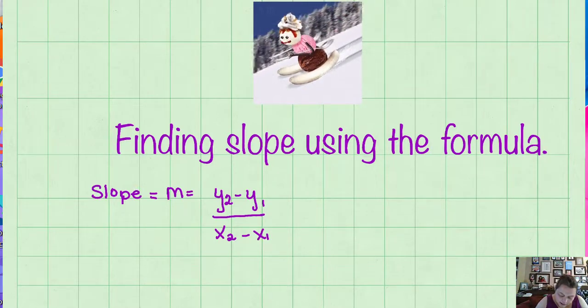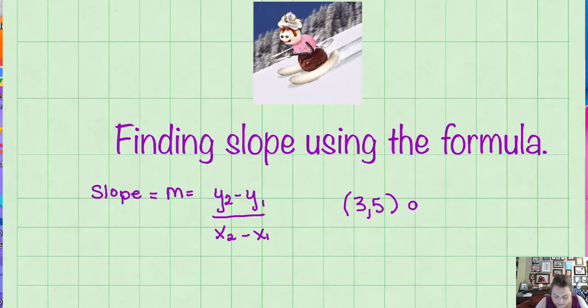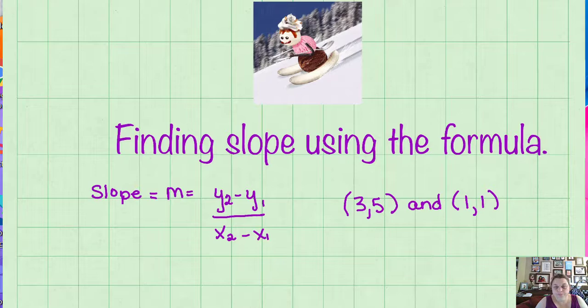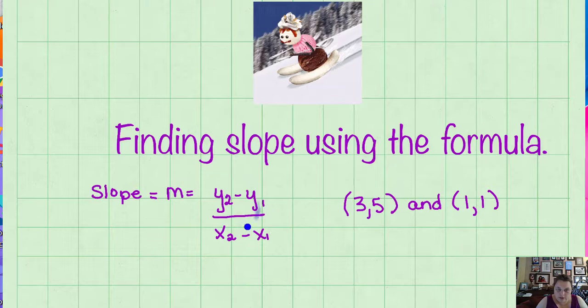So let's take a line that passes through the points (3, 5) and (1, 1). Okay, so there are two things that you could do. One, you could plot these 2 points on a graph, draw your line, and then find your rise over run that way, or you can use this formula.